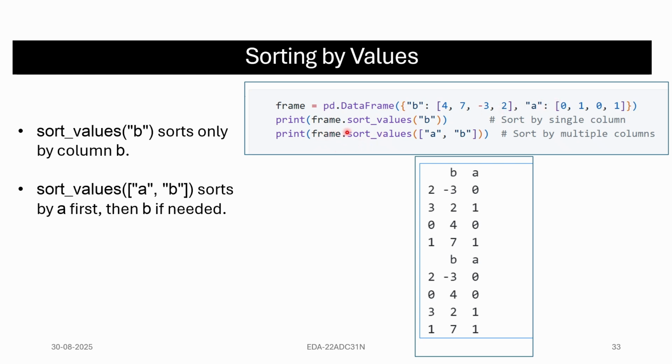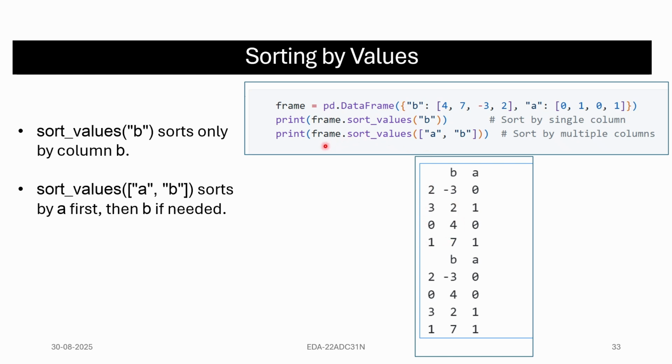Now, if you apply frame.sort_values of b, it is going to sort the data frame based on the values under the column b. Since we have the elements 4, 7, minus 3, 2 under the column b, the elements will be arranged in ascending order: minus 3, 2, 4 and 7. And accordingly, the elements of a and the index will be rearranged.